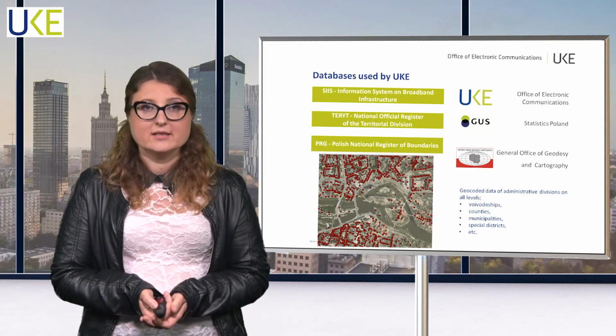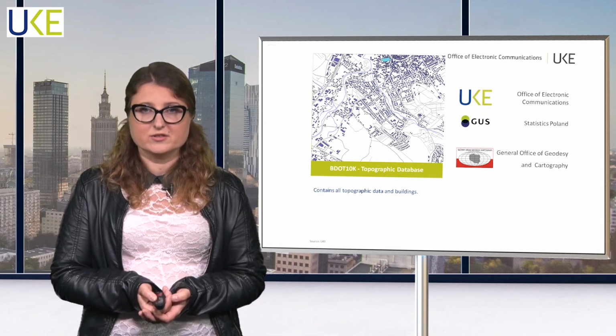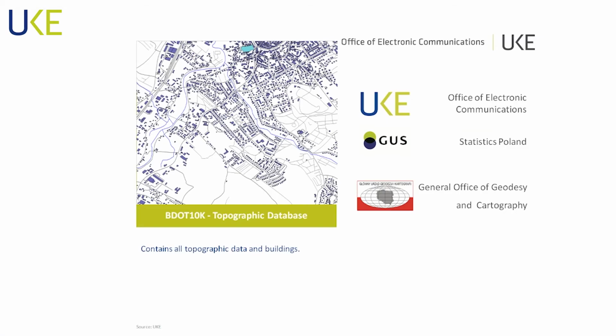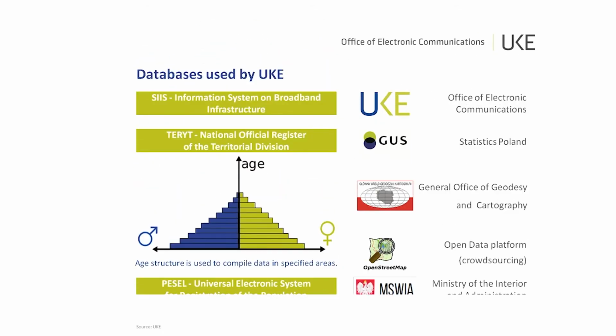The next one is the Topographic Database, managed by the Head Office of Geodesy and Cartography also. This database provides us with, among other things, information about categories of buildings, like multifamily building, family building, business building, etc. And the next one is the Universal Electronic System for Registration of the Population. This database is managed by the Ministry of the Interior and Administration, and it gives us information about the age structure in buildings.